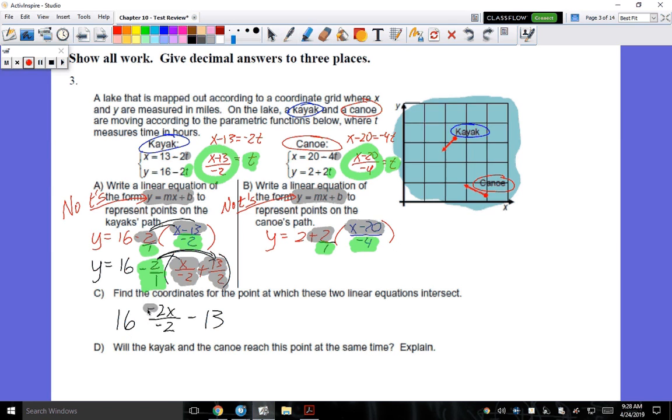Let's go ahead and identify that a negative over negative is, in fact, a positive. So we're going to be adding this, per se. And that 2 over 2 reduces to 1. So we could see that this, in fact, is going to be a positive x. It just simplified all out and canceled, reduced to a positive x. So 16 plus x minus 13 would result in y is equal to x plus 3.